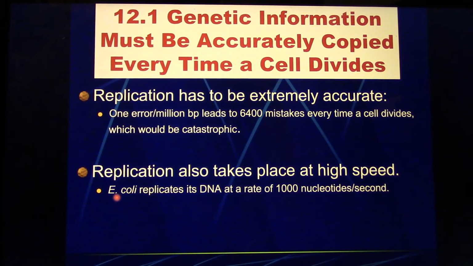For example, in the bacteria E. coli, DNA is replicated at a rate of 1,000 nucleotides per second. I ask you, can you write 1,000 letters on a piece of paper accurately in 1 second? Your answer is likely no, and neither can I. So it's happening at a very fast rate.